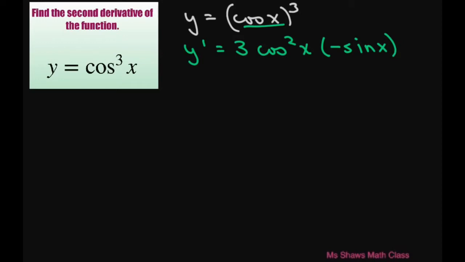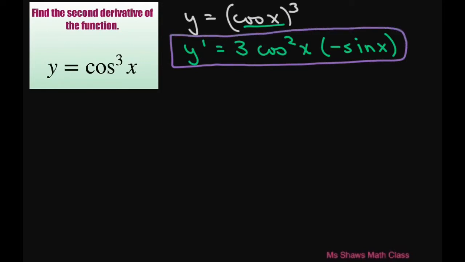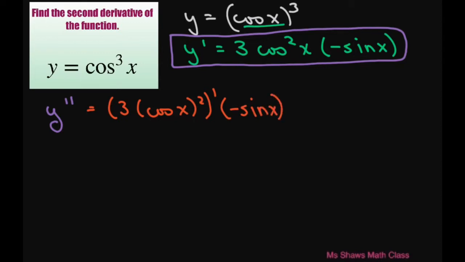All right, and before we simplify, let's just leave it like this for now, since we have to take the second derivative anyway. So for the second derivative, we're going to have to use the product rule. So we're going to take the derivative of the first term, 3 times cosine of x squared here. And we're going to differentiate that times negative sine of x, and then plus 3 cosine squared of x, and then we're going to differentiate our sine of x. So I'll just put the prime there.